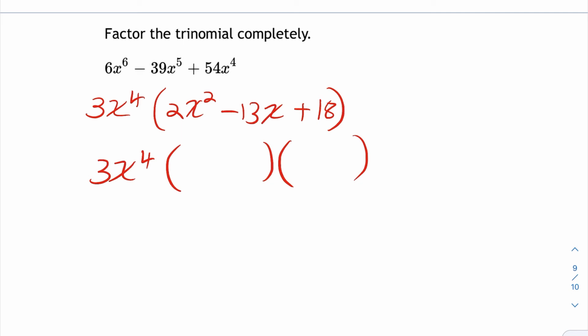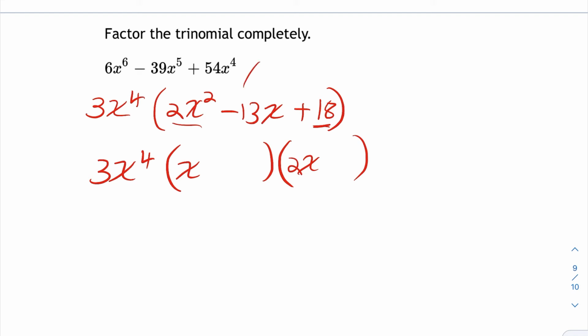And in the first positions, I need to put linear monomials that can give me 2x squared. Well, the linear monomials that fit that description are x and 2x. x times 2x is 2x squared. And in the last position, I need to put constants that can give me positive 18, so they both have to have the same sign.